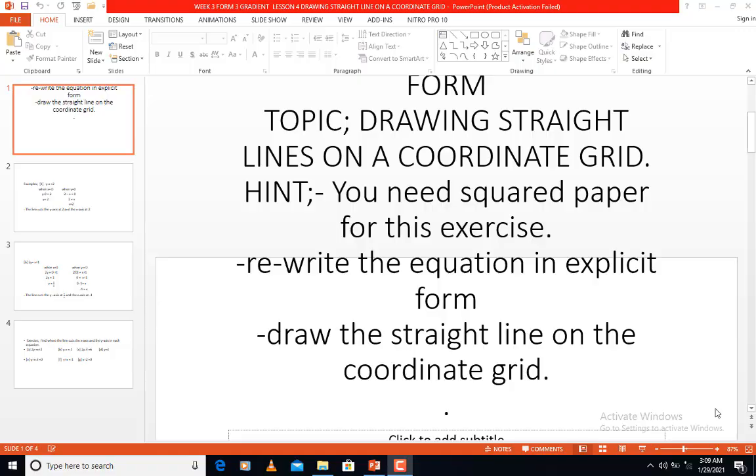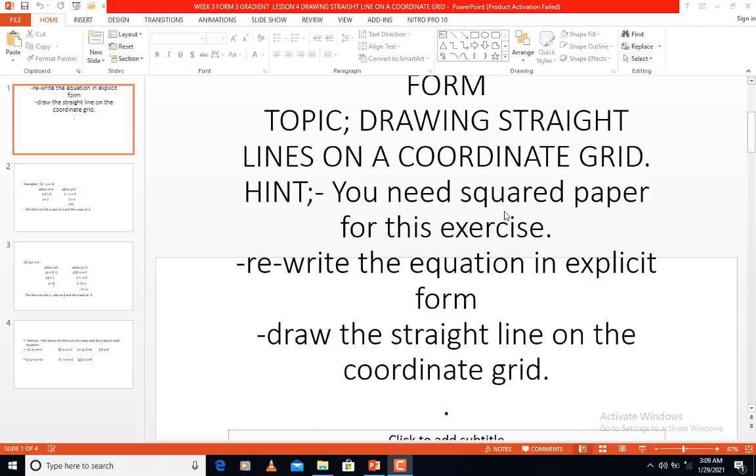In this lesson, we want to learn how to draw straight lines on the Cartesian plane, on the coordinate grid. We want to learn how to draw a straight line when you are given an equation. But before drawing, we want to first calculate where the line cuts the x-axis and where the line cuts the y-axis. So I have some hints here.